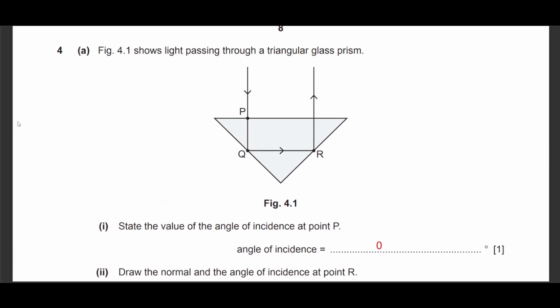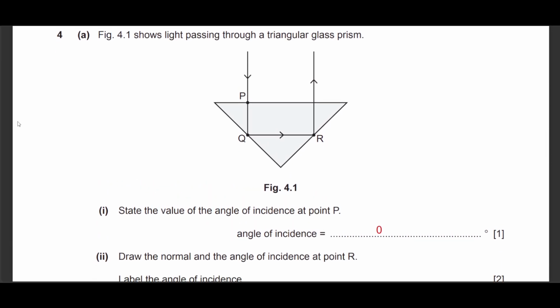Question number 4 is from light and lenses. By the looks of it, the question is from total internal reflection. He says, what's the angle of incidence at point P?